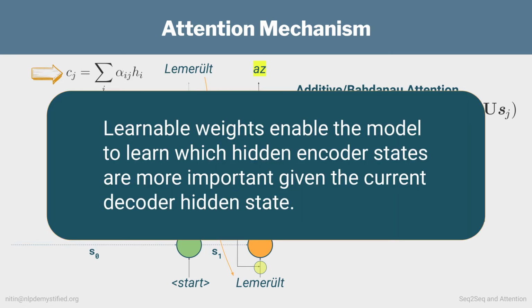So in essence, there are more learnable weights involved, which allows the model to learn which encoder states are more important given the current decoder hidden state. So for example, if we're training a model to translate from English, where the verb comes before the object, to Japanese, where the verb comes after the object, the model can now learn to place more attention on different parts of the source sentence to make that distinction. And this is why the scoring function is also known as an alignment model. The collection of encoder hidden states becomes a type of memory for the decoder to access, and we'll have more to say about that at the end of the video.